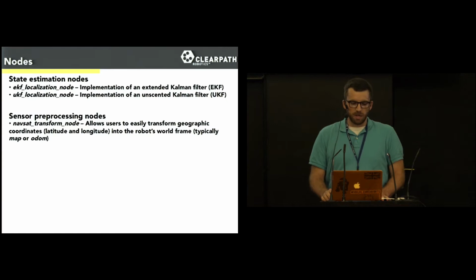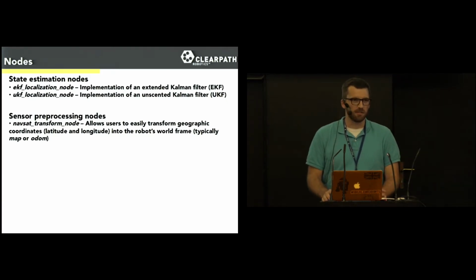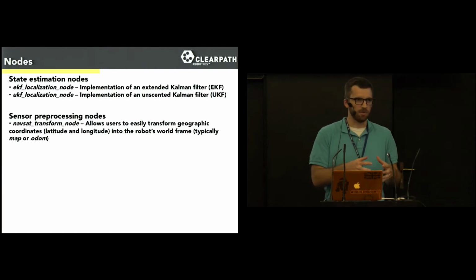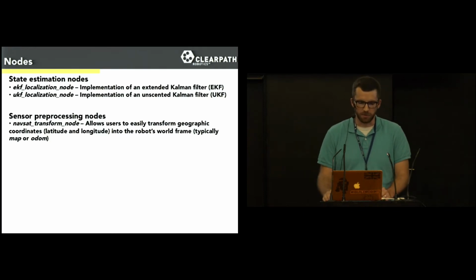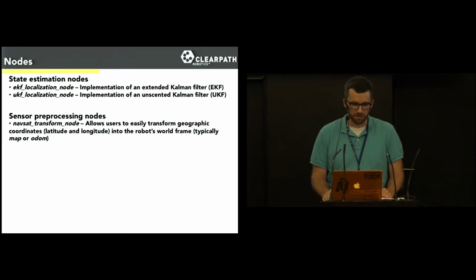Navsat transform node is a sensor preprocessing node that's also included that allows you to take geographic coordinates and then convert them into coordinates that are compatible with your robot's world frame. So this allows you to directly fuse basically GPS data with your state estimate.